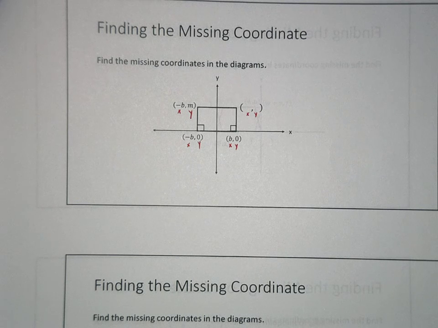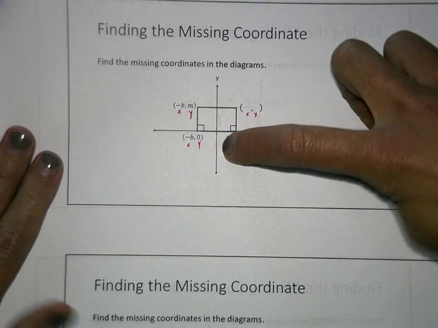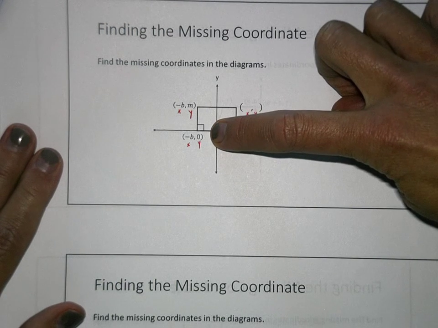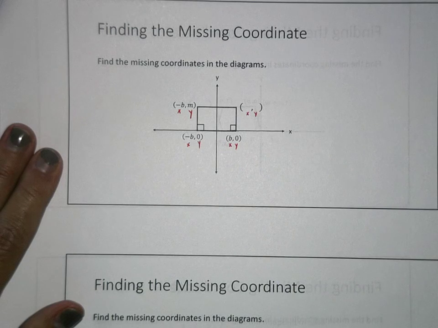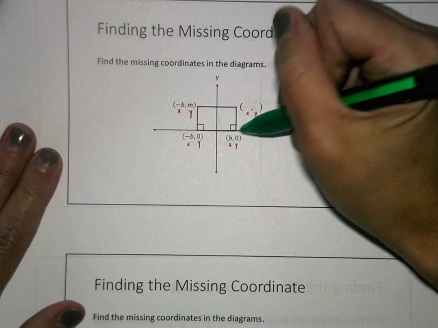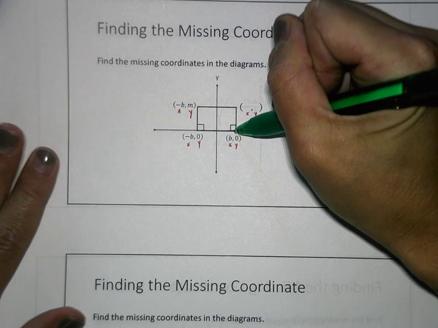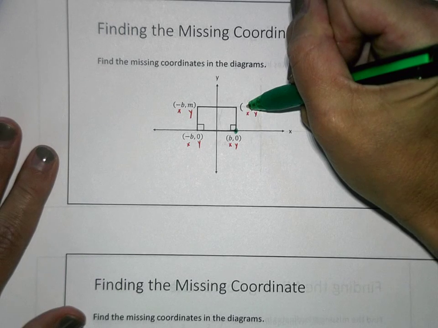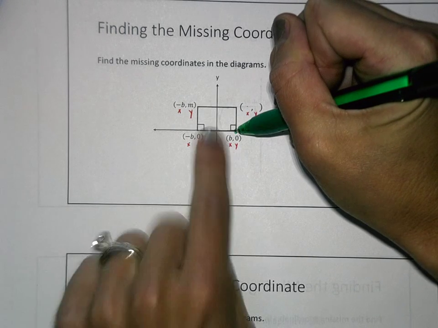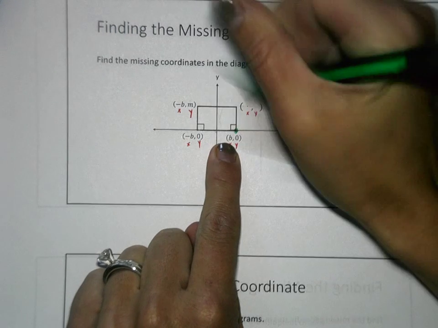Okay, so the correct answer was BM. So again, remember as soon as I start talking, you need to stop. This went over a distance of B and went up 0. At this point, it's still going over the distance of B. So that's why this is B.